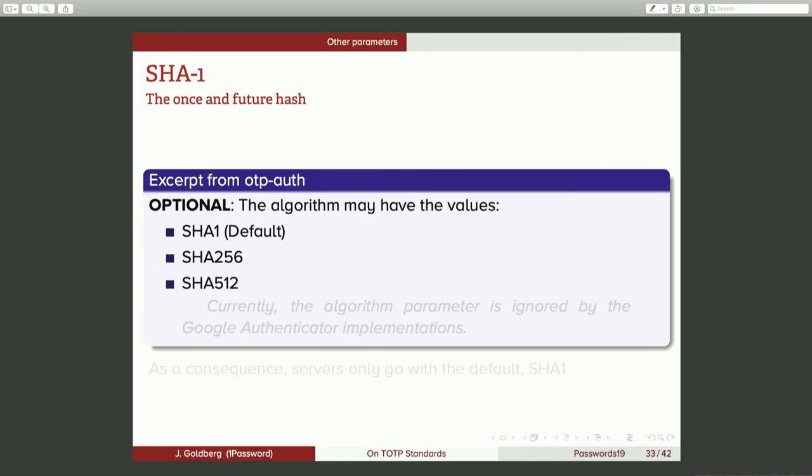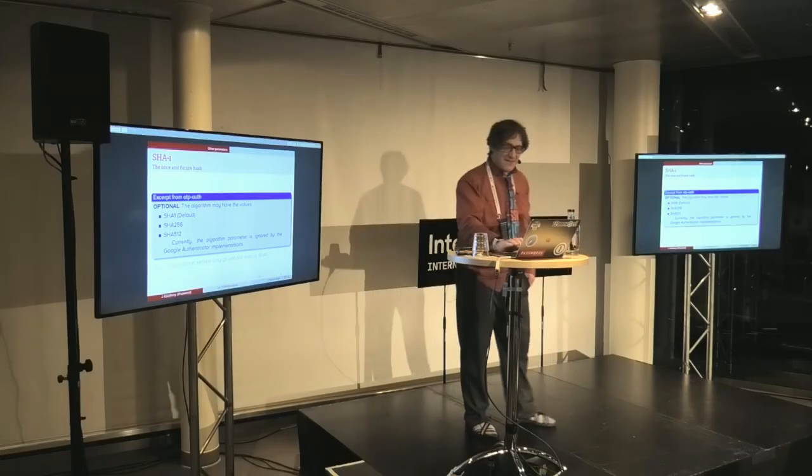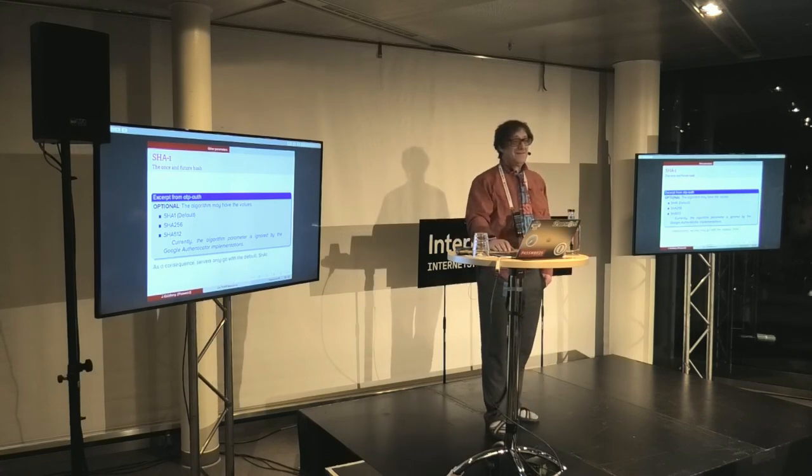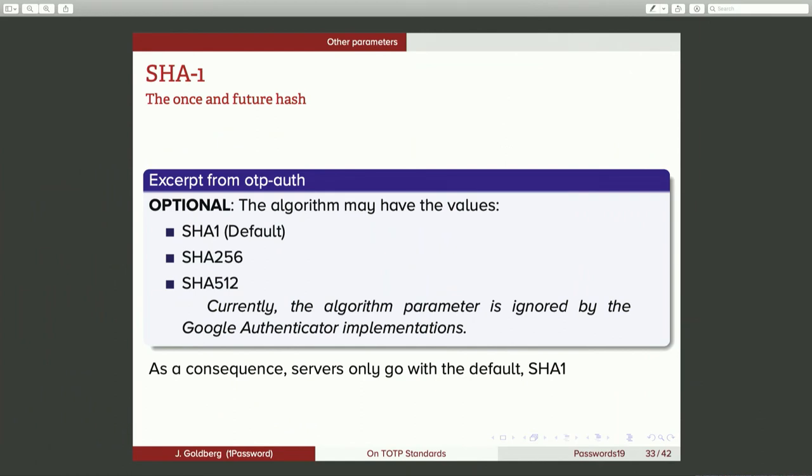So another thing is the choice of hash function. I actually mentioned this earlier. The TOTP standards specify a number of hash functions. This is from Google's OTP auth thing. You can specify a parameter with different hash functions. And in Google Authenticator, this algorithm parameter is completely ignored. So the service could say it's going to use SHA-256, and Google Authenticator is just going to process it with SHA-1. The consequence of this is that no service offers SHA-256, because if they do, then users who are using Google Authenticator won't be generating the same codes that the server does from the same data. So we seem to be stuck with SHA-1 forever.